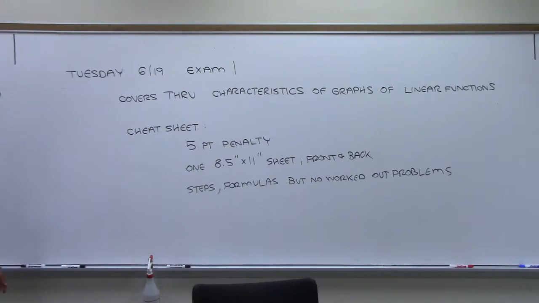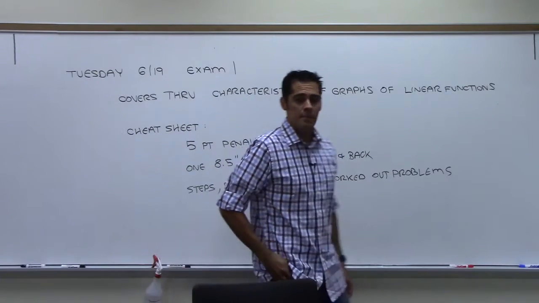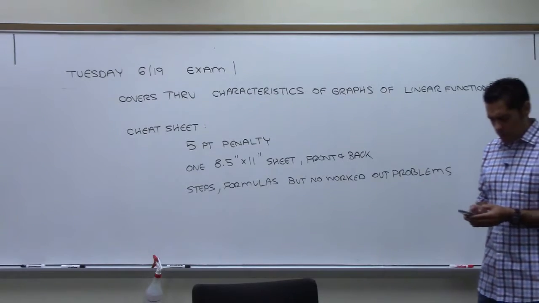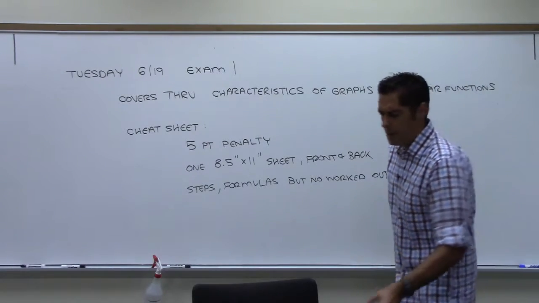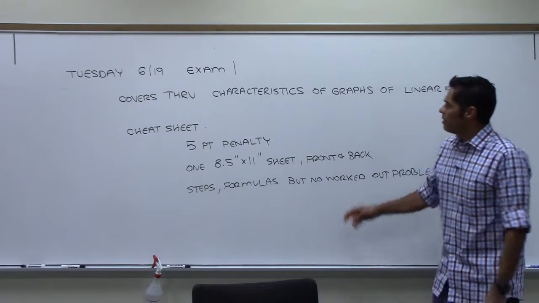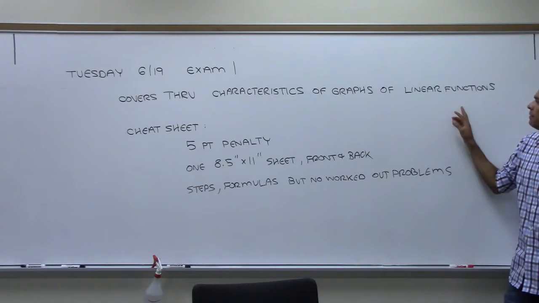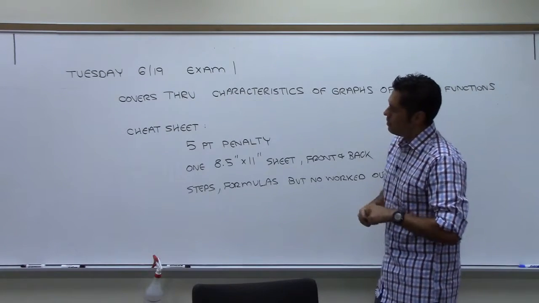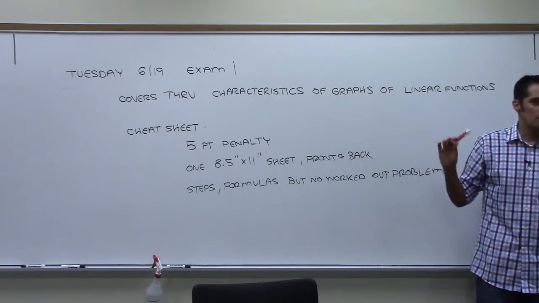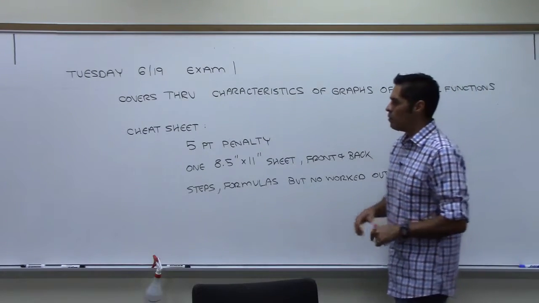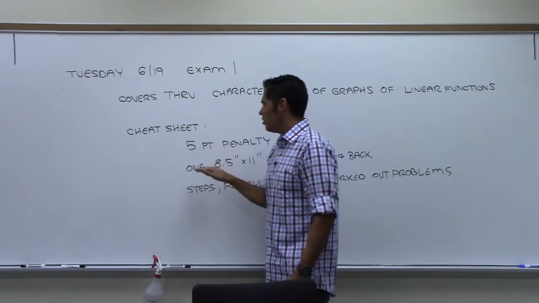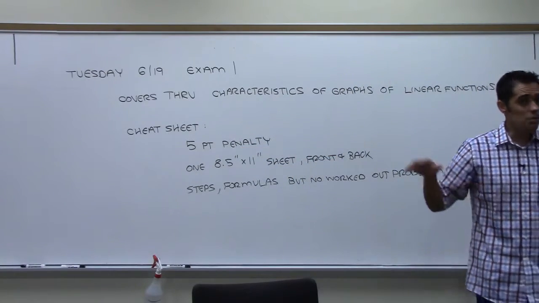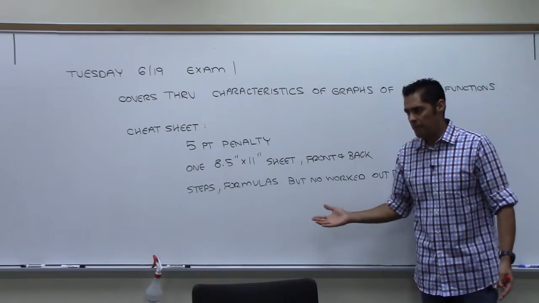Just a reminder that tomorrow is our first exam, and that exam will cover everything that we've done up through today. I believe I'm only going to go as far as characteristics of graphs of linear functions. Remember I said you could use a cheat sheet, so let's make it formal. You are allowed a cheat sheet for a 5-point penalty. So the highest grade you'll be able to get if you use a cheat sheet is a 95.